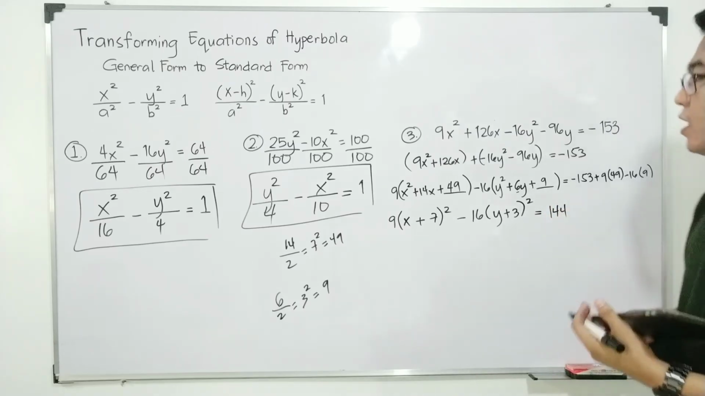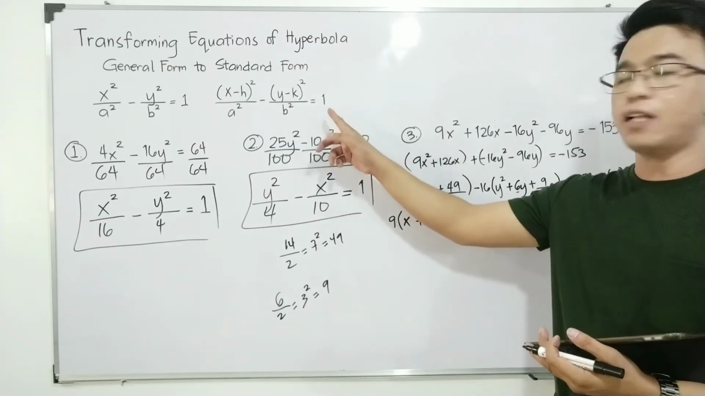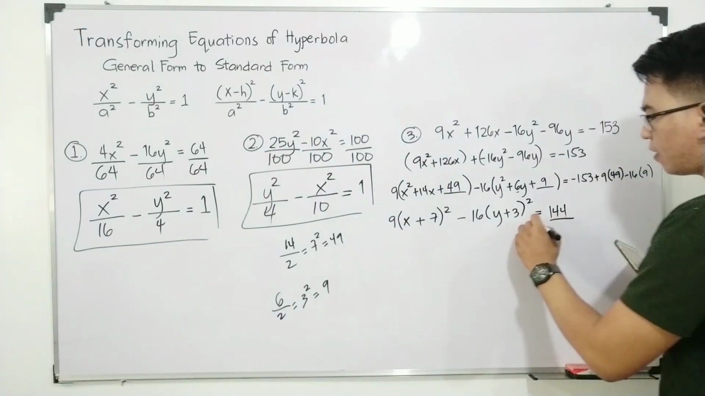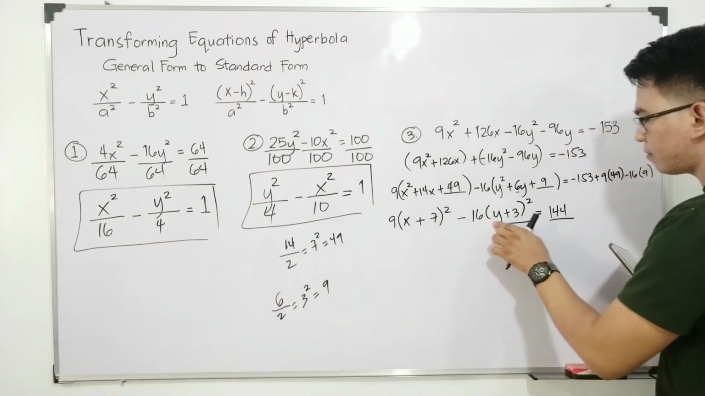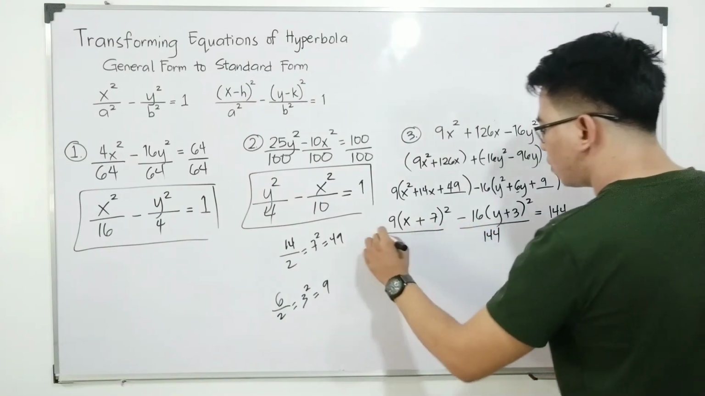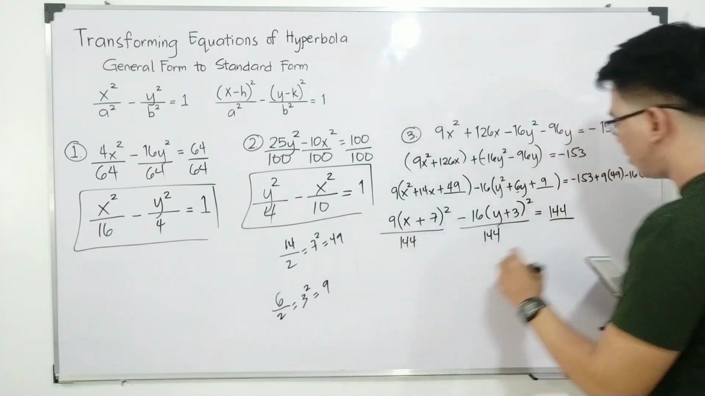Now, hindi pa tayo tapos. Kasi ang target natin is to create a constant which is 1. So what we will do is to divide the whole equation by 144, and this is also divided by 144. Ito rin.